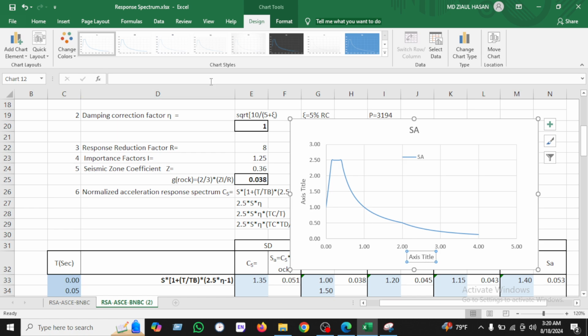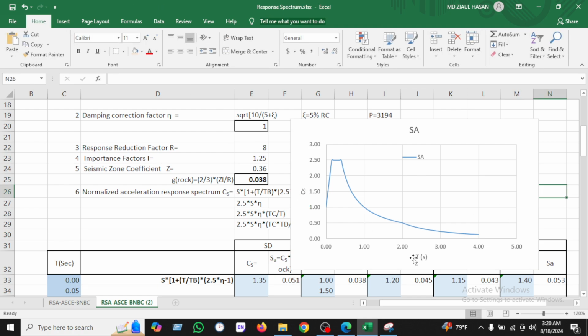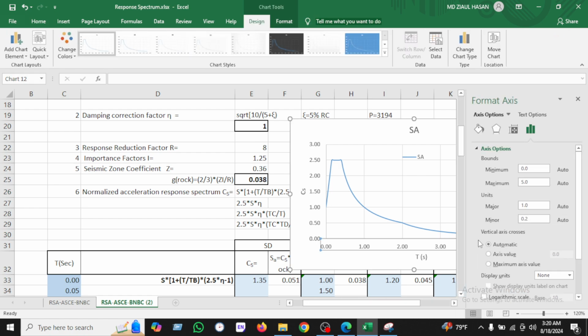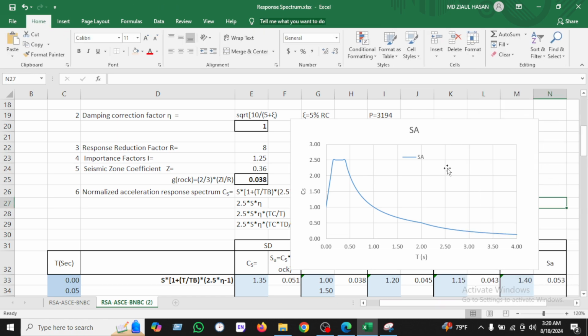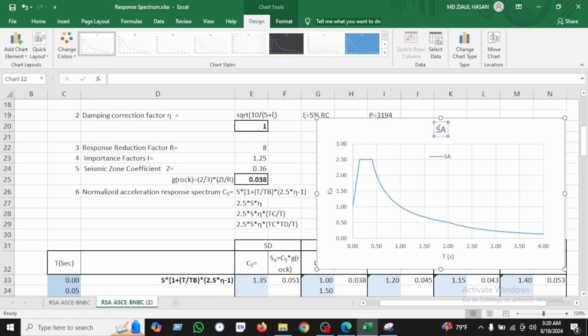So we can say here the time period T is in seconds, and here is Cs. The x-axis is the time period up to 4 seconds, and the y-axis is Cs. You can reduce the value up to 4 seconds. Okay, here is the value of S. So it will be the response spectrum analysis.